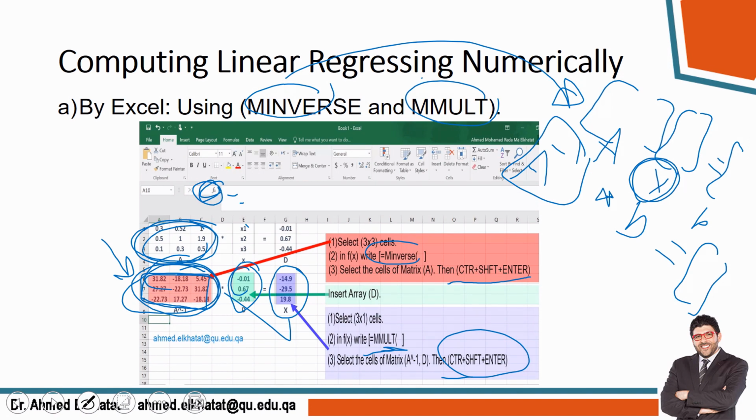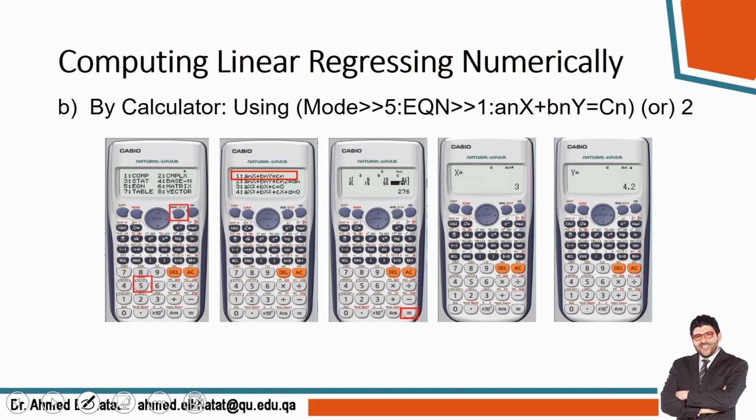Now, since you have your matrix, you can also use the calculator to find it. Go for mode and 5 for equation, then go for 1. Then you have this matrix, so you can put your data. Suppose we have the two matrices combined together because you want to solve.